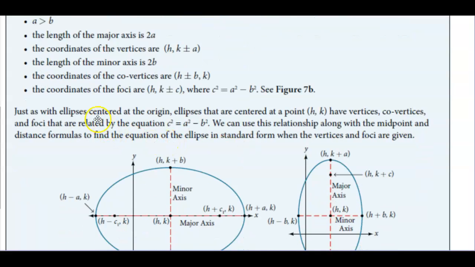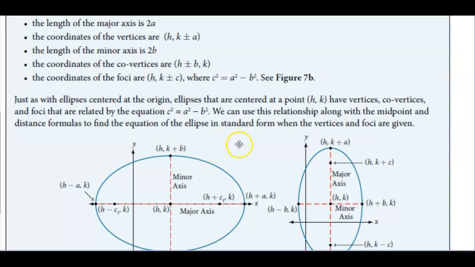Now, just as with the ellipse centered at the origin, ellipses that are centered at a point (h, k) have vertices, co-vertices, and foci that are related by the equation c squared equals a squared minus b squared. We can use this relationship along with the midpoint and distance formulas to find the equation of the ellipse in standard form when the vertices and foci are given.